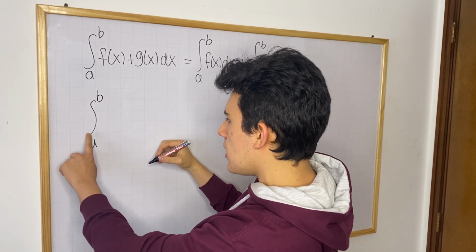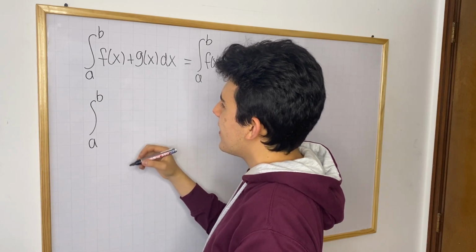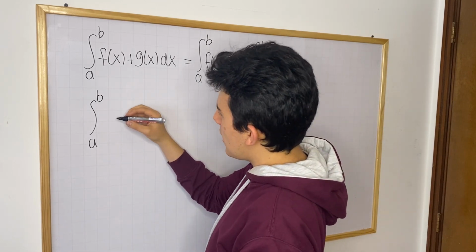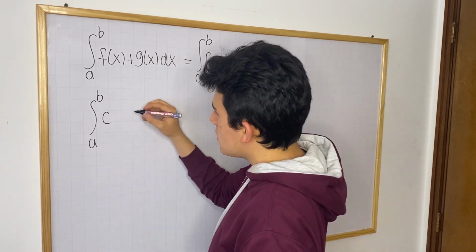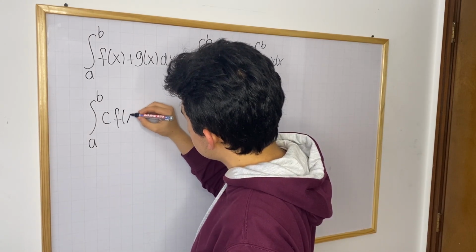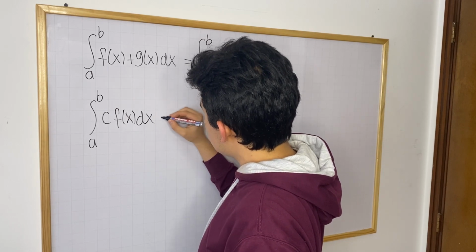sign looks kind of bad. Let me try to fix it. Yeah, that's better. So if you have the definite integral from a to b of c, a constant, you know, any coefficient, times any function f of x, well, you can compute this integral.